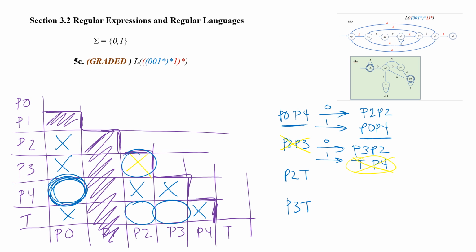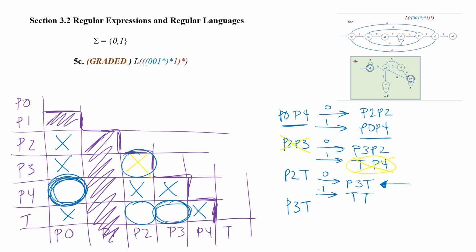All right, so now let's check P2 and the trap. P2 with a 0 goes to P3. The trap with a 0 goes to the trap. P3 and the trap so far could possibly be combined, so that's not a deciding factor. What about a 1? P2 with a 1 goes to the trap. The trap with a 1 goes to the trap. So at this point, I can say, oh, maybe there's a chance I could combine. As long as P3 and the trap can be combined, then I can combine P2 and the trap.